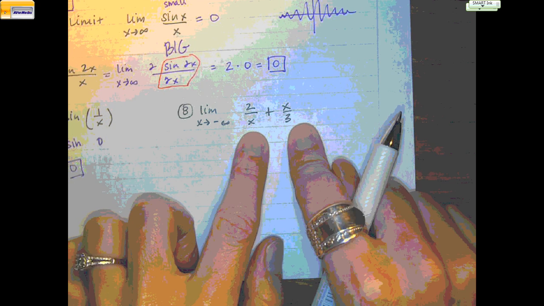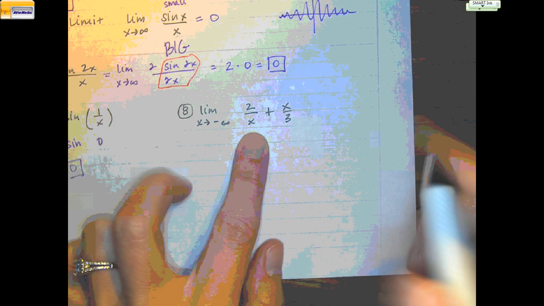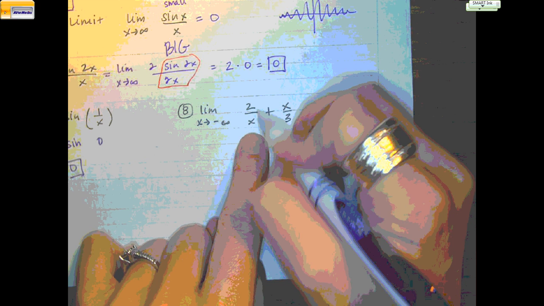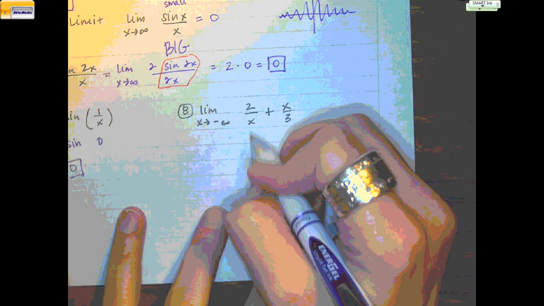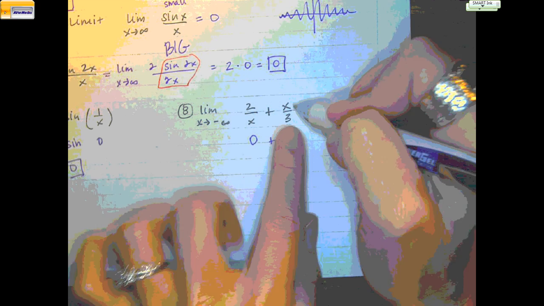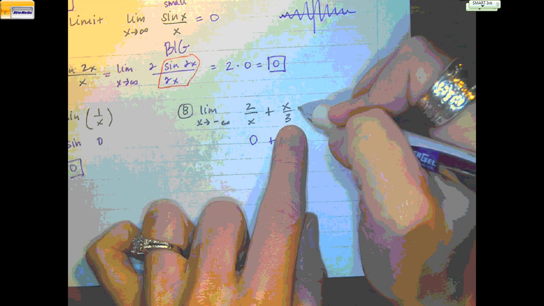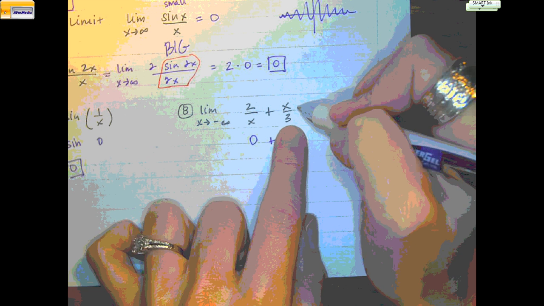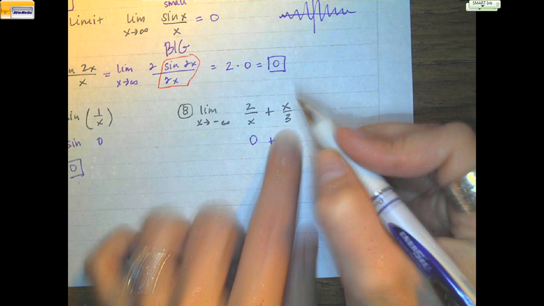If you put in a negative infinity here, what's this one getting really, really close to? It's approaching 0, because that fraction is getting tinier and tinier. Plus, if I put negative infinity here, what am I approaching? A really big negative, so it's approaching negative infinity, right? So 0 plus negative infinity would be negative infinity.